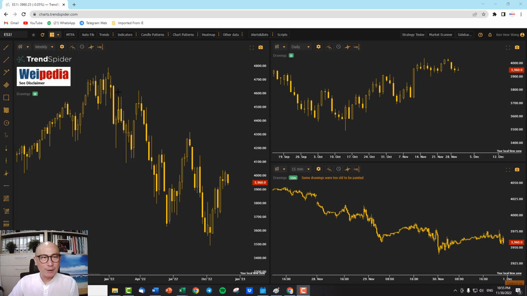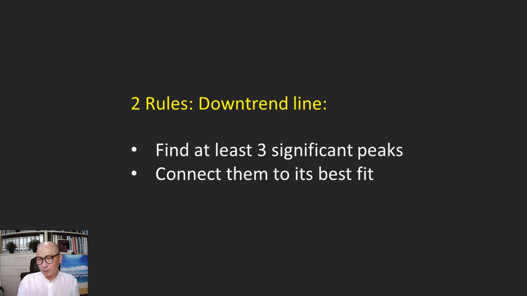What we're seeing here are three panes: the weekly, daily, and 15-minute. For the weekly, we're starting with the long-term view, deriving it using the weekly chart. There are two rules. It seems like a downtrend, and we're going to learn very shortly about this downtrend line and whether we can qualify this as a downtrend.